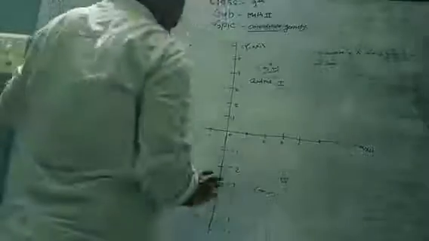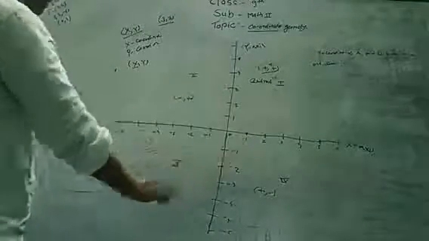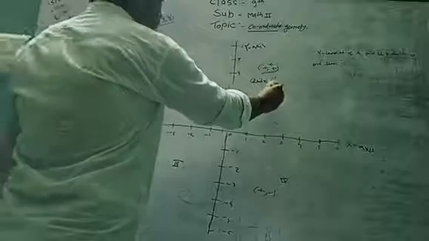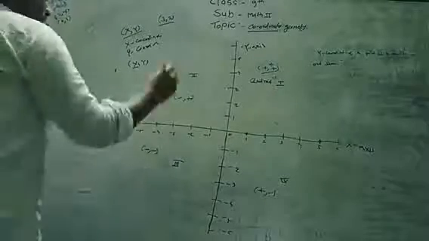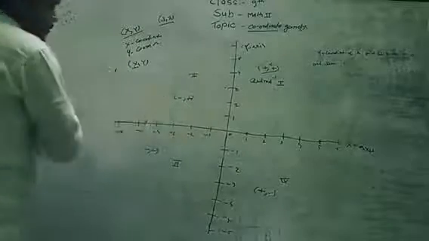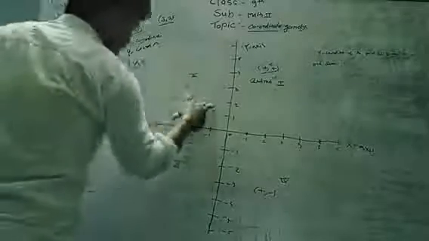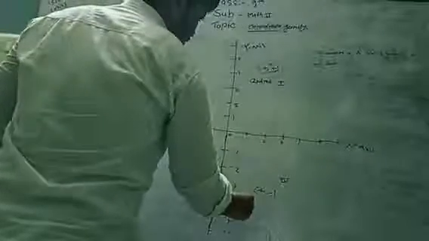So the sign convention for the quadrants is, for example, in the first both coordinates should be positive, in the third both coordinates will be negative, and in the second the x coordinate will be negative and the y coordinate will be positive. In the fourth quadrant the x coordinate will be positive and the y coordinate will be negative.